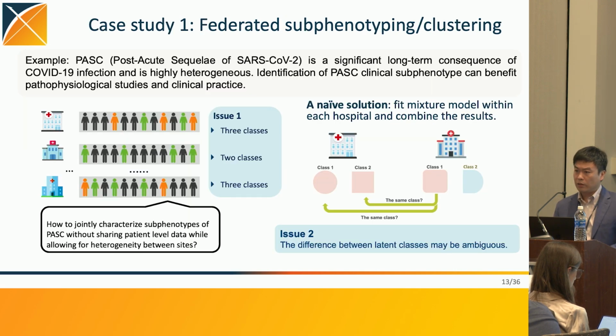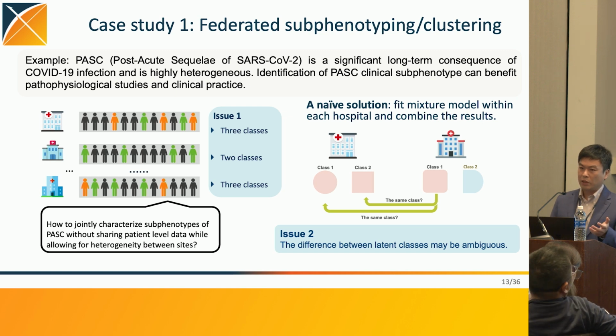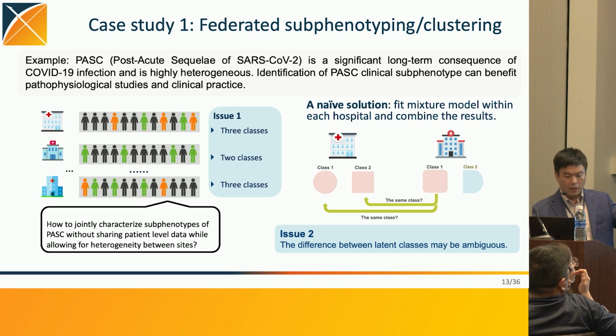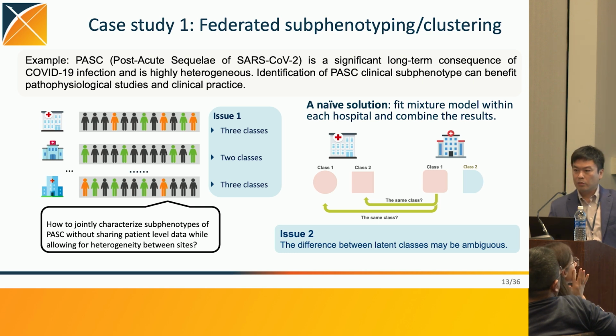So now let's talk about characterization. One of the main characterizations of patients is subphenotyping or clustering, right? You want to find out who is more similar compared to others. If you have data from multiple sites, the common version is to run divide and conquer clustering: just run separate clustering analyses and try to somehow combine them together.